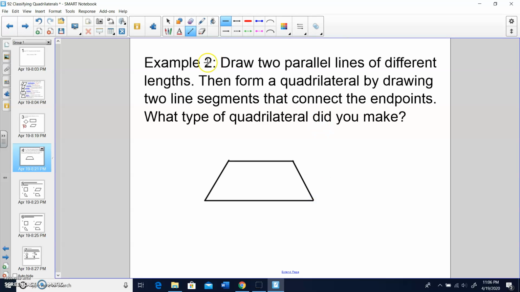Okay, I have one set of parallel lines, the top and the bottom, and then I've drawn lines to connect into a quadrilateral. And what type of quadrilateral did I make? I made a trapezoid. It has one set of parallel lines.